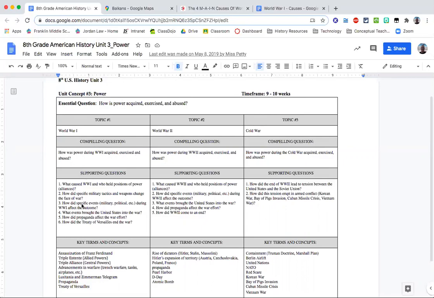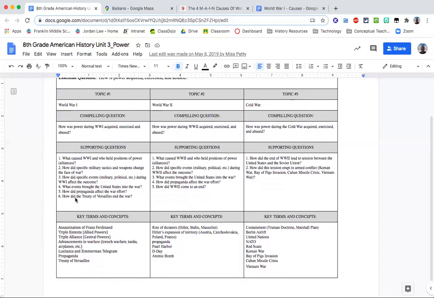And then it has supporting questions that'll help us answer that. And these are very specific to the topic that we are going to be covering. So you can see the supporting questions for World War One. What caused World War One and who held positions of power? How did specific military tactics and weapons change the face of war? How did specific events during World War One affect the outcome? What events brought the United States into the war? How did propaganda affect the war effort? And how did the Treaty of Versailles end the war?